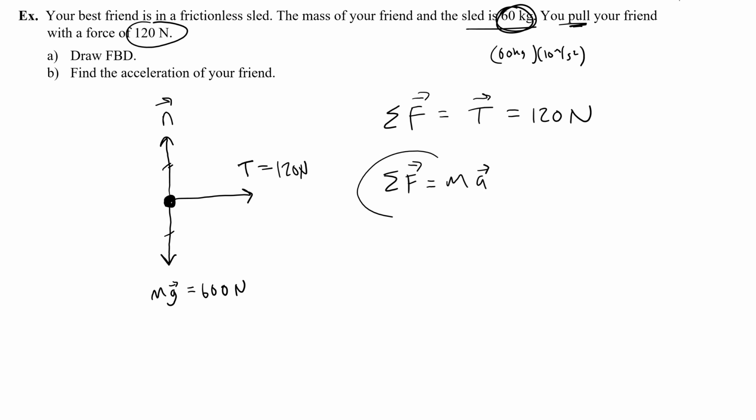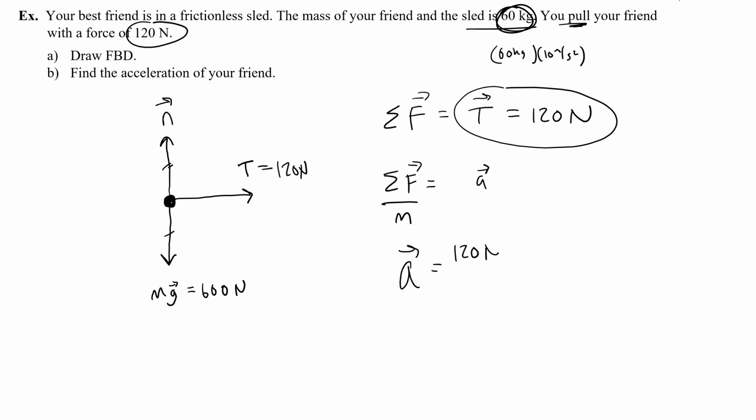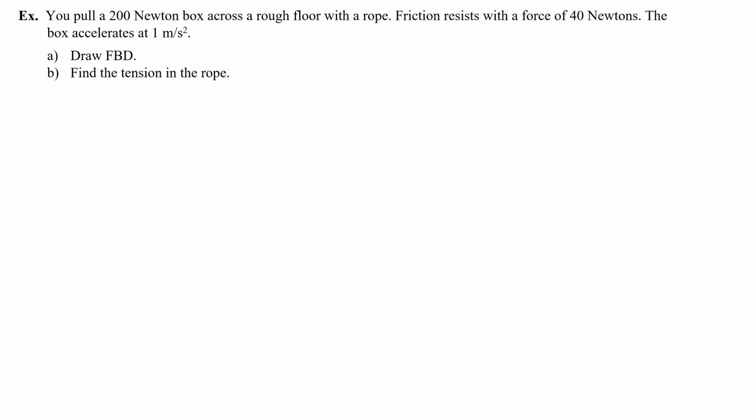then I can use this net force equation and divide both sides by the mass to get the acceleration. So the acceleration is the net force, or the tension, of 120 newtons divided by the mass of 60 kilograms. So 120 over 60 is 2 meters per second squared.